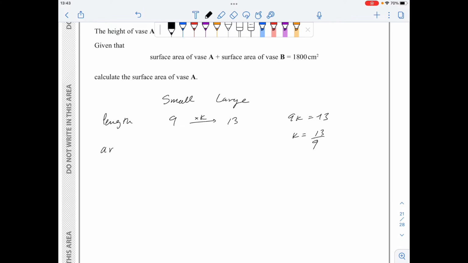So in terms of the area of the small one, that's A, gets multiplied by k squared to give me the area of the large one. So I get 13 over 9 squared times A. This simplifies to 169 over 81 A. That's the area of the second vase.